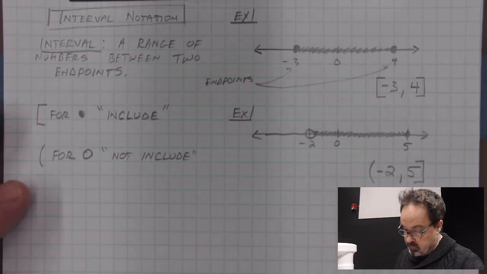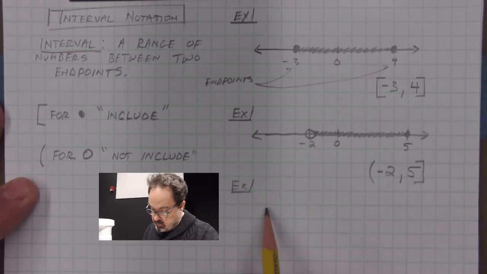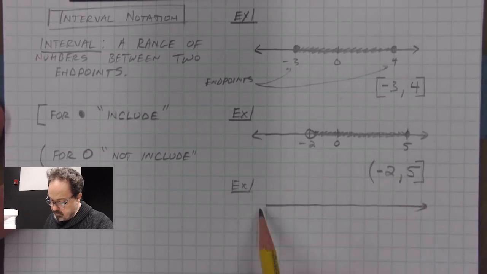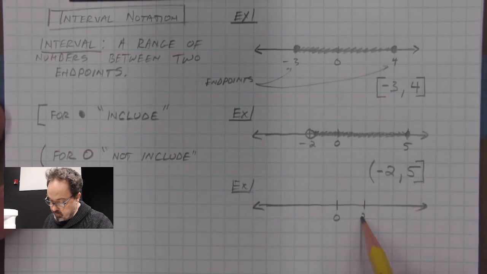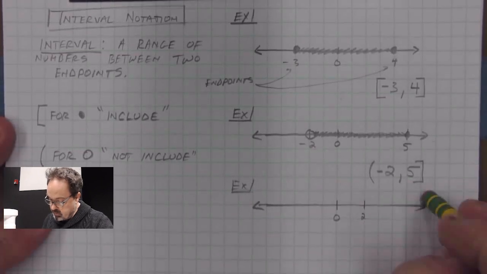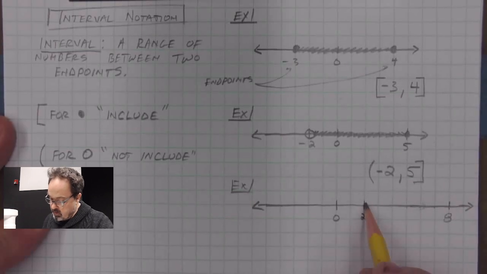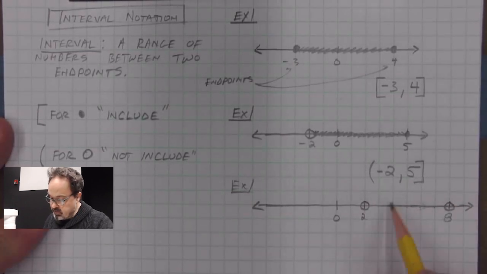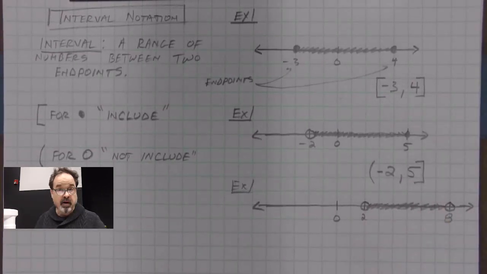Let's give one more example. We're going to have another number line, tick mark labeled at 0. This time we will put a tick mark at 2 and a tick mark at 8. An open dot at 2, an open dot at 8, and we shade all the numbers in between. This is a graph of an interval.